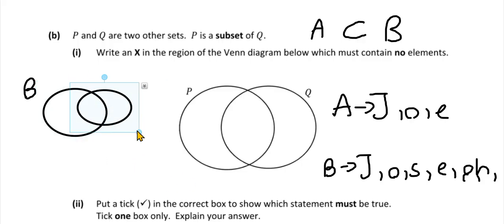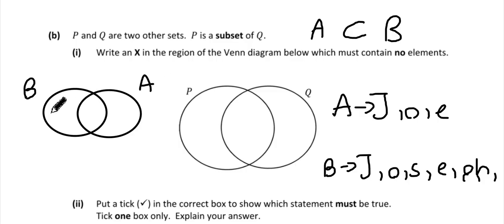So we could say that that's A and that's B. B and A both require J, O, and E, and this would be S, P, and H. So therefore, using what I just taught you, which one is the empty region if P is a subset of Q? P only? Because everything in P has to be in Q. Is that explained okay? Alright.